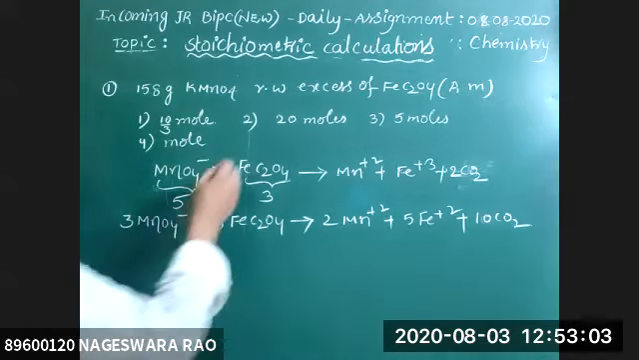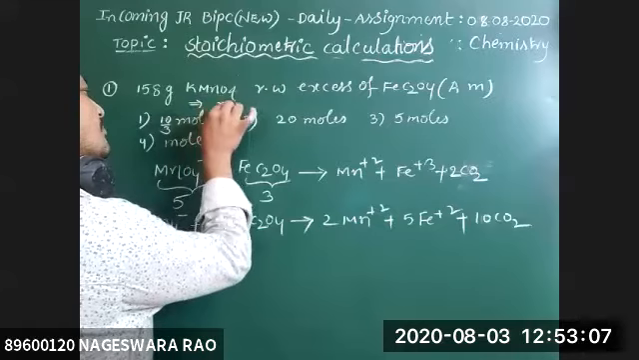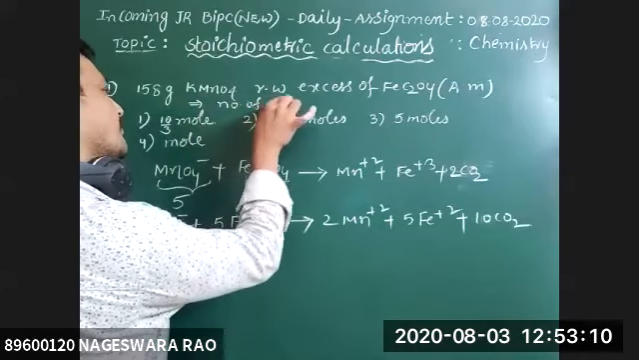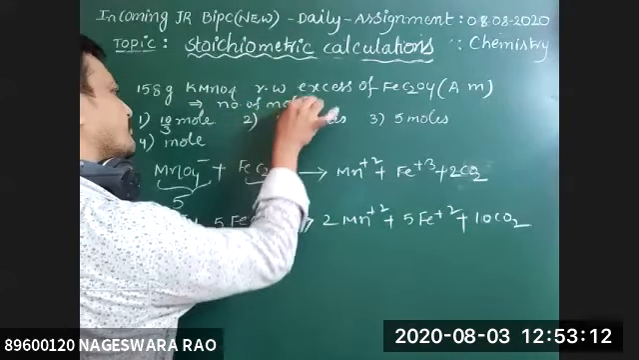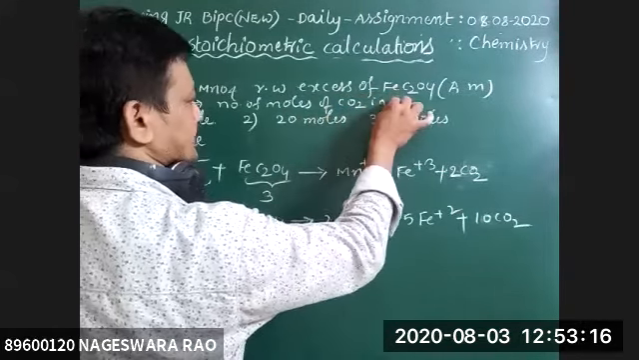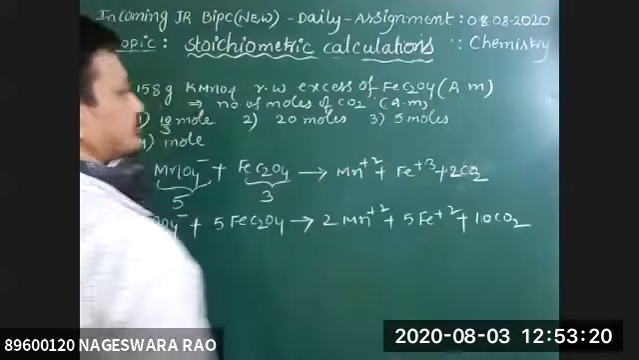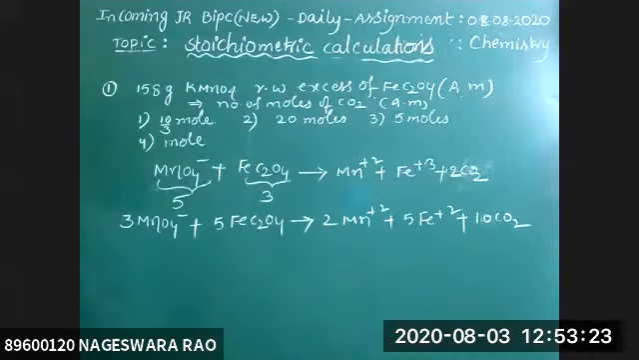Find out the number of moles of CO2 in this reaction in acidic medium. A means acidic medium. So what is the equation?